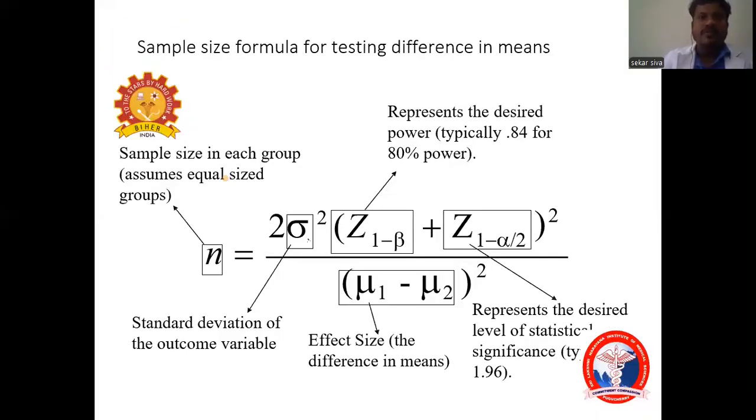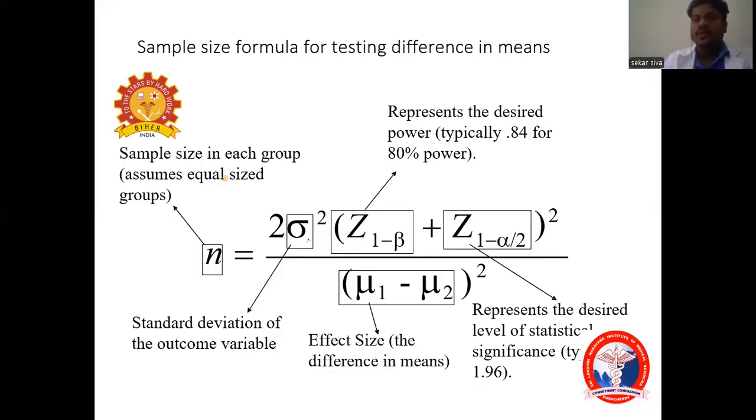The sample size formula for testing differences in means. So n is the sample size for each group, assuming equal size groups. Z square alpha by 2, and sigma is the standard deviation of the outcome variable. In the denominator, mu1 minus mu2 is the difference between the two means. That is our effect size.